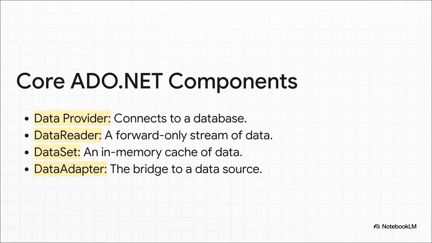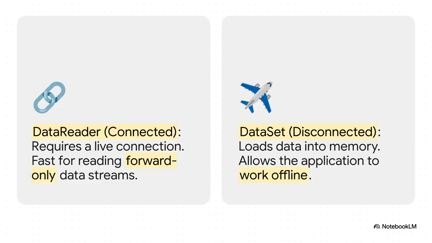Now, inside ADO.NET, you've got a few main players. The data provider is what literally makes the connection. The data reader gives you this super efficient one-way fire hose of data. And then there's the data set, which is like having a little mini copy of your database right there in memory to play with. And this brings up a really important strategic choice. Do you go with a connected approach, using that fast data reader, which needs a live connection to the database, or do you go disconnected with a data set, where you pull all the data into memory first and then work with it, even if you go offline? The right choice really depends on what your app needs to do.